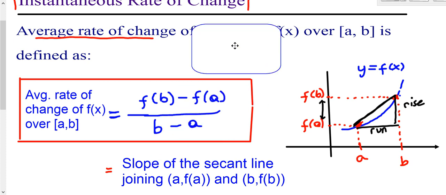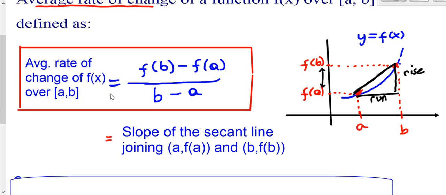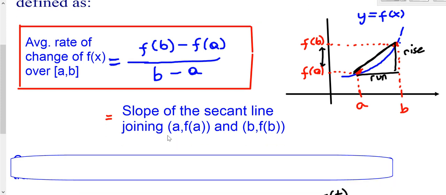So this was our formula from algebra, rise over run, or in general, average rate of change of a function is f of b minus f of a over b minus a. So that's over the interval a to b. Now this is also known as the slope of the secant line, because that line that we draw from there to there is known as the secant line. So that's average rate of change and the slope of the secant line. They're pretty much the same thing in this context.